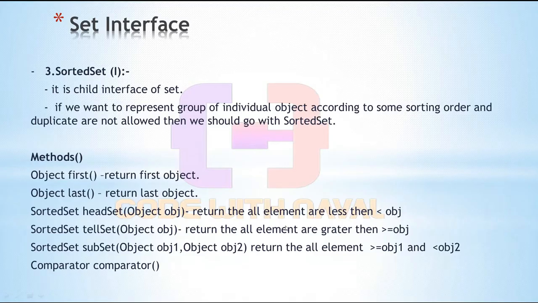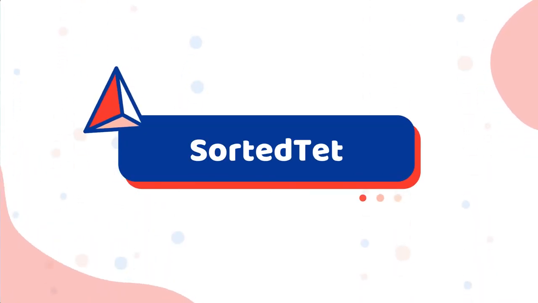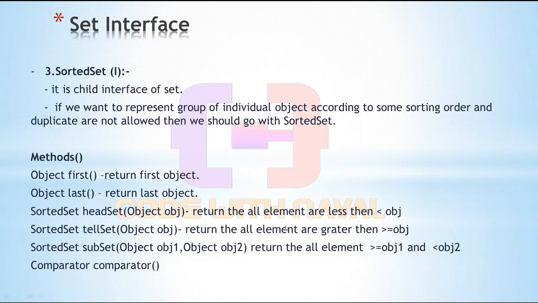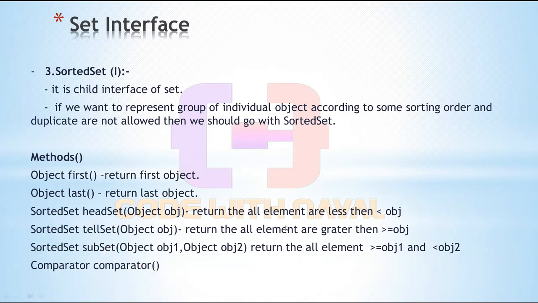In the last video we saw LinkedHashSet. In this video we are going to discuss SortedSet and other sorting interfaces and classes. So let's first understand what a SortedSet is. It is a child interface of Set. If you want to represent a group of individual objects according to some sorting order and duplicates are not allowed, then we should go with a SortedSet.